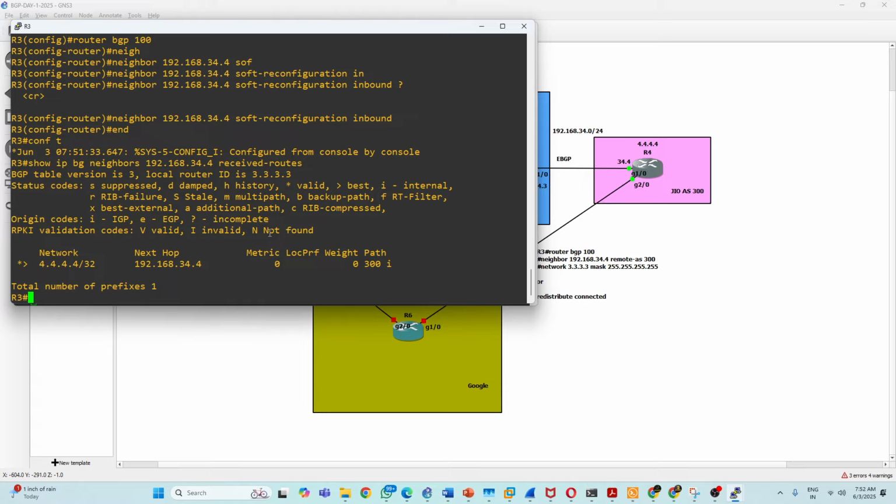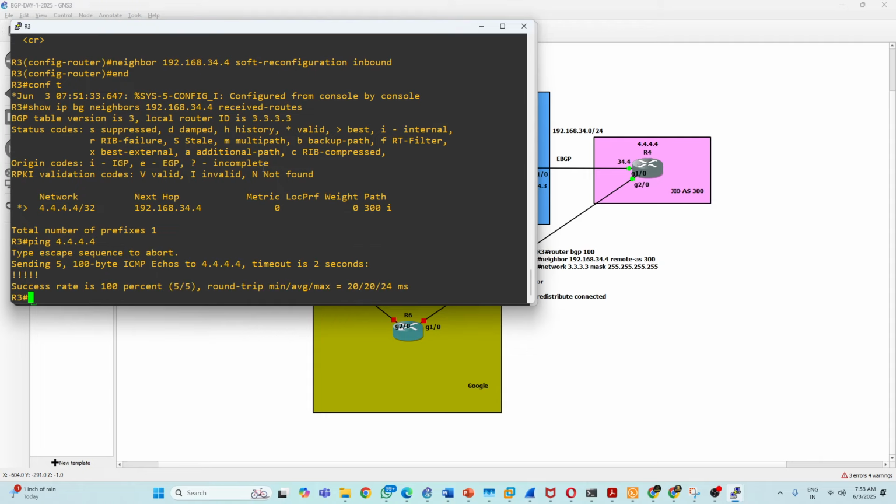So remember, very, very important. In BGP, next hop means the peer IP address, the neighbor IP address, whatever neighbor statement you gave here. Everyone understand? So now ping 4.4.4.4, you will be pinging. You're receiving from this peer. Everyone, please understand: in BGP, next hop means peer IP address.